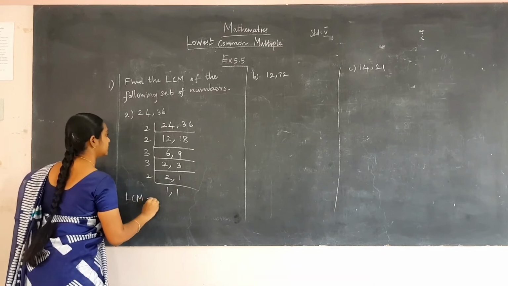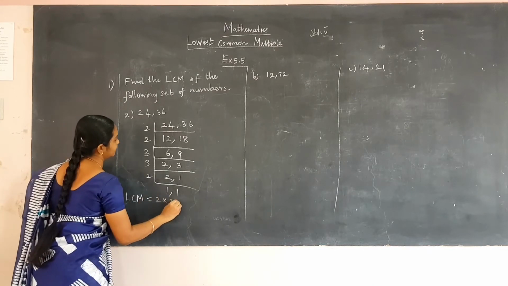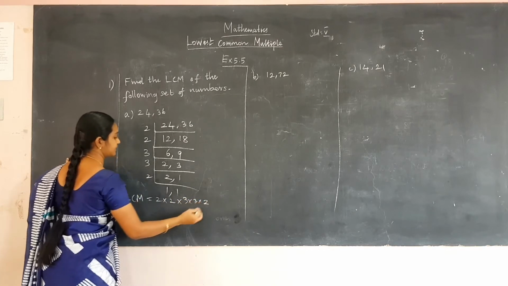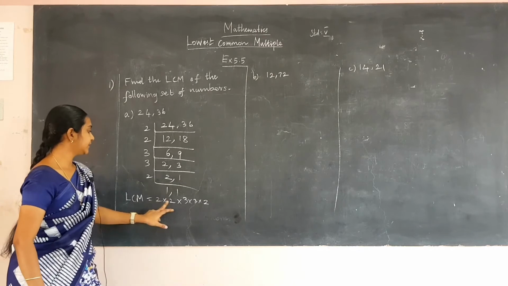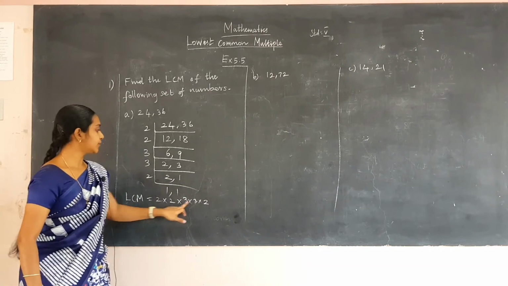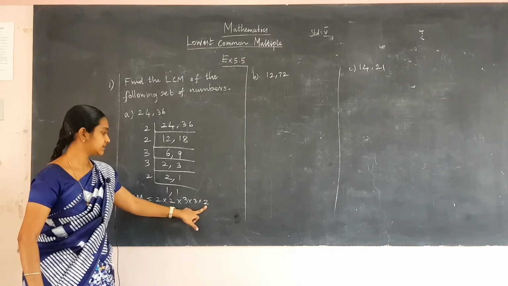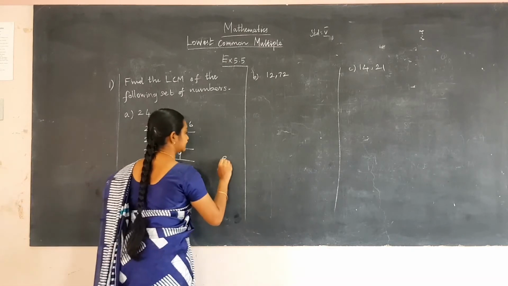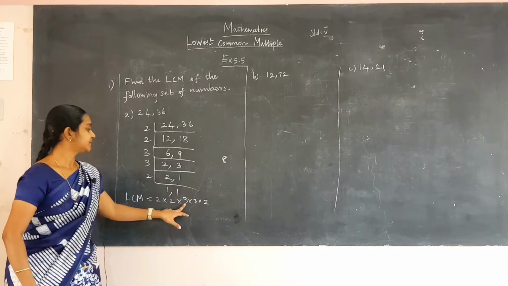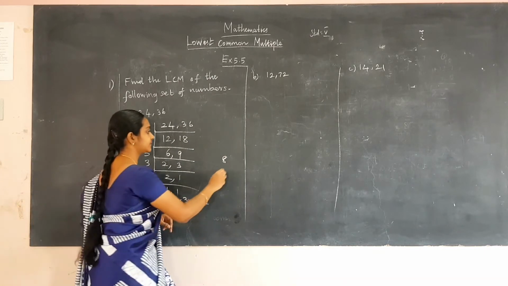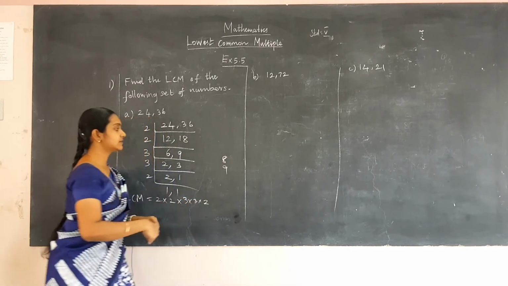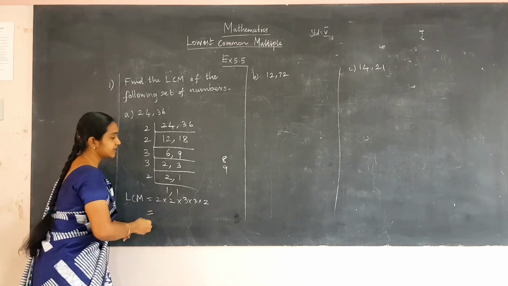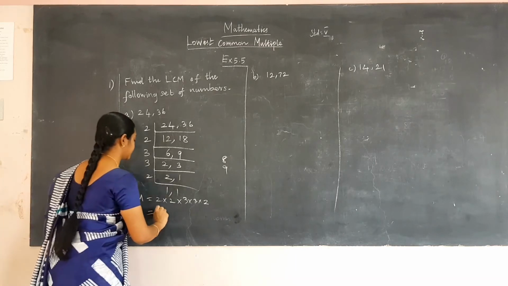LCM equal to 2 into 2 into 3 into 3 into 2. 2 into 2 is 4. 4 into 2 is 8. Let us keep that. 3 into 3 is 9. 9 8s are 72.